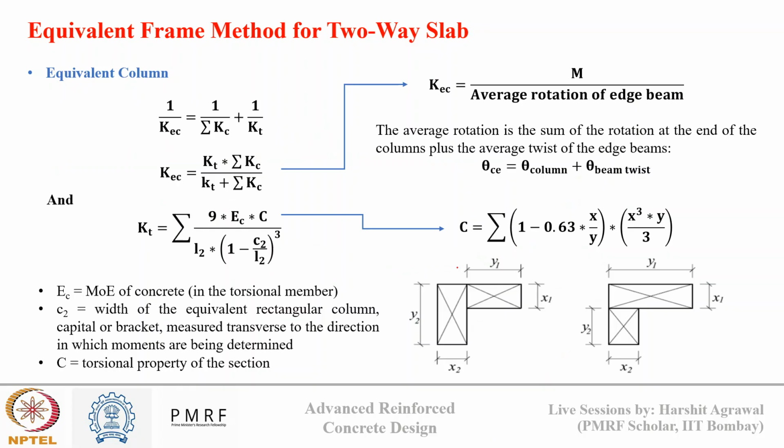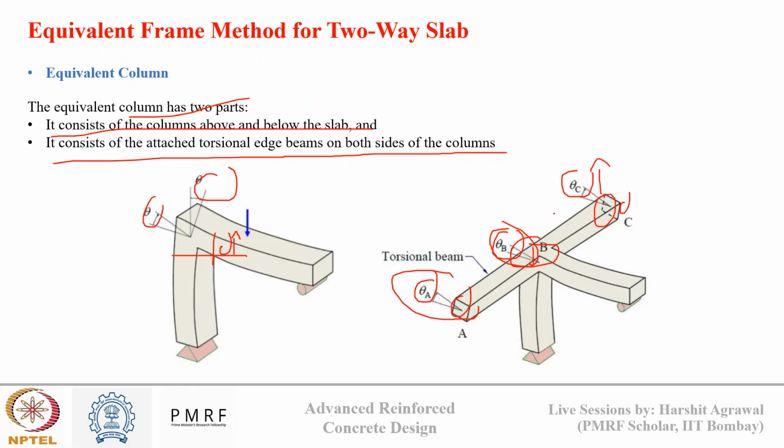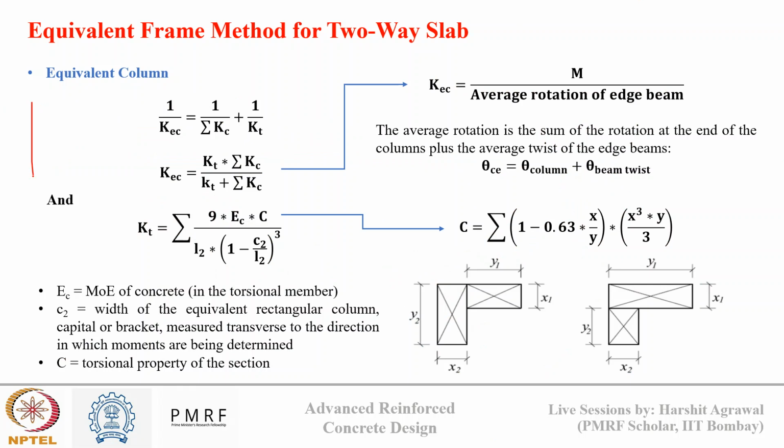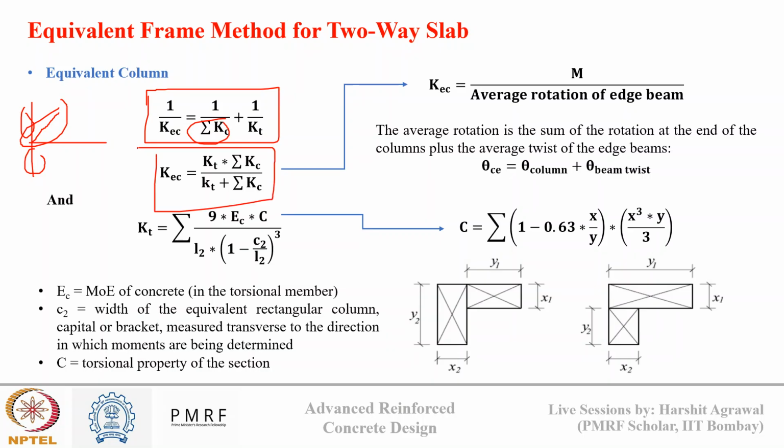So to find the equivalent stiffness, we take the column above and below. Okay, so we have this frame structure. This column above and below are in parallel, so their stiffness will directly add as summation Kc, and these two columns are in series with the beam. So for that we need to use the law of equivalency for series. Okay, so 1 upon Kec is equal to 1 upon summation Kc plus 1 upon Kt. So from this we get the value of Kec. Okay, and if we know the value of the equivalent column stiffness and we know the moment, we can calculate the average rotation of the edge beam also.